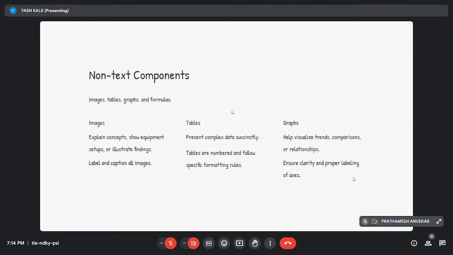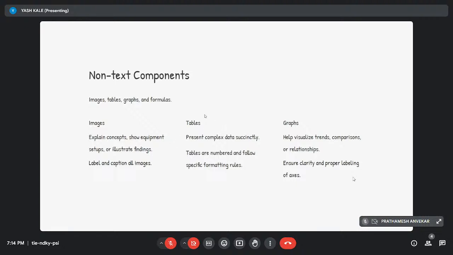Like we may look at the images, so we can include images. Images help us visualize, or we can use them to explain the setup or show equipment, and then explain concepts or illustrate some findings in the research work that you've done. So you should make sure that each image is labeled and has a proper caption.